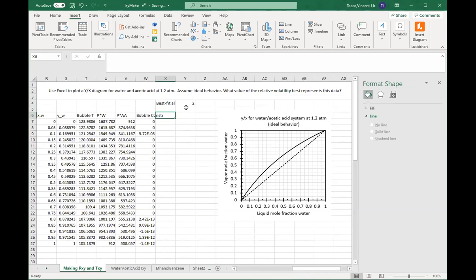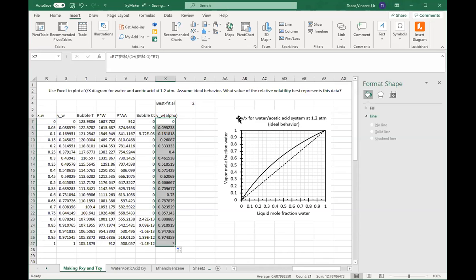Most relative volatilities are somewhere around 2, and I'm going to make a column that says Y water, and this is going to be based on alpha. So the alpha equation, remember, is X times alpha, that's going to be $, divided by parentheses 1 plus alpha $-1 times X, and parentheses, and that's looking good. Now these are the Y values that I'd get just by guessing.